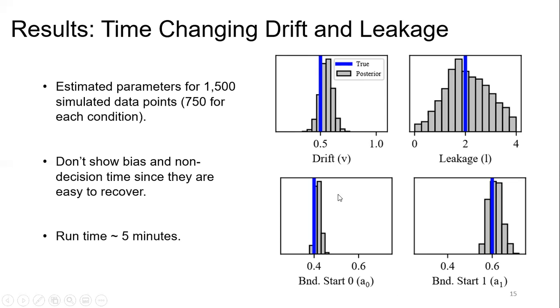We only focus on the parameters which are challenging to get back: the drift, leakage, and 2 boundary starts that we have. But as you can see, for both of these, we're able to recover these parameters very nicely, where the blue lines, as before, correspond to the input values, and the gray bars correspond to the PyBEAM posteriors. Also, again, to note, even though we had a lot more data points and an additional condition, we didn't have that much longer a runtime. This only took about 5 minutes to accomplish.